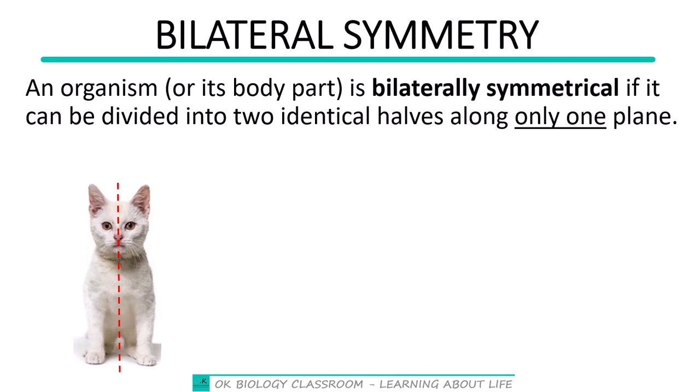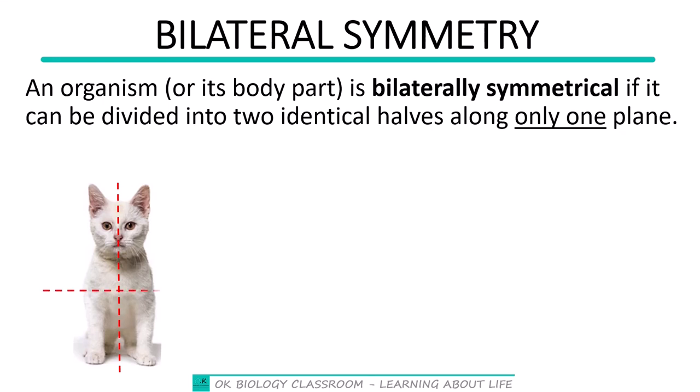Now, it is bilaterally symmetrical. Note this point. It is bilaterally symmetrical because we can only divide it into two by using only one dividing line, as the Britannica definition says. So it means that as we have split this cat into two using this line, there is no other line or there is no other plane that we can use to split it into two.